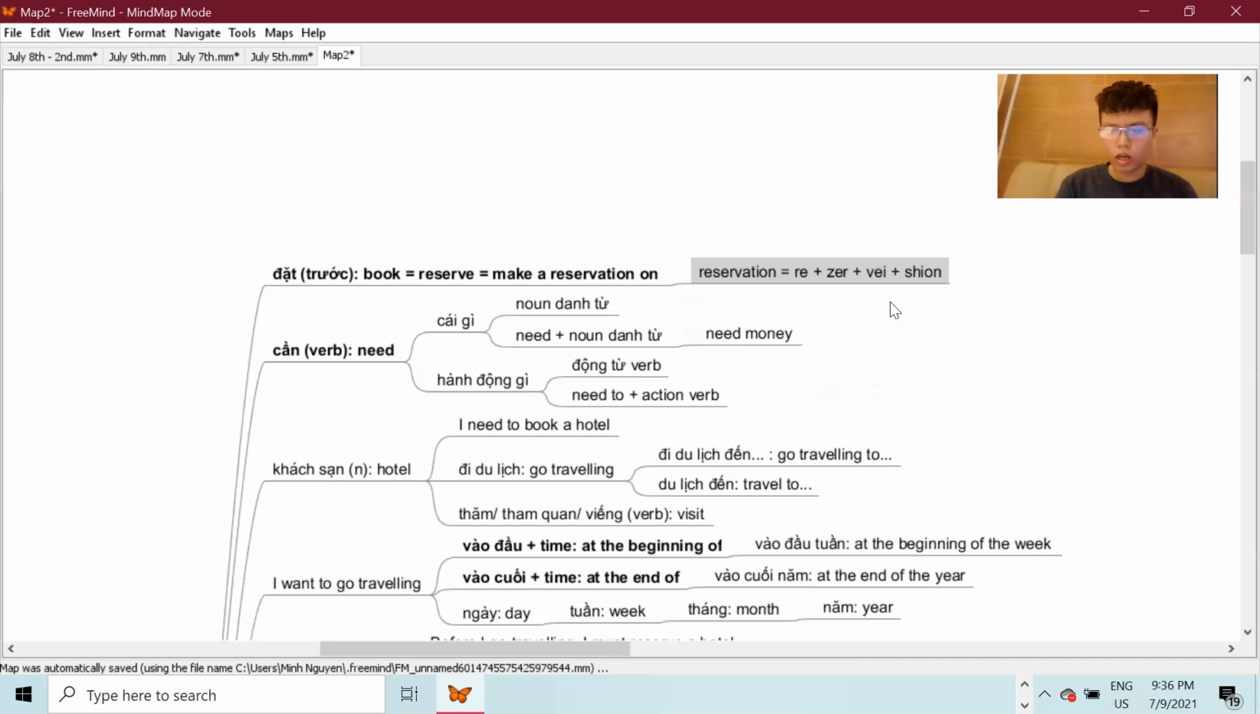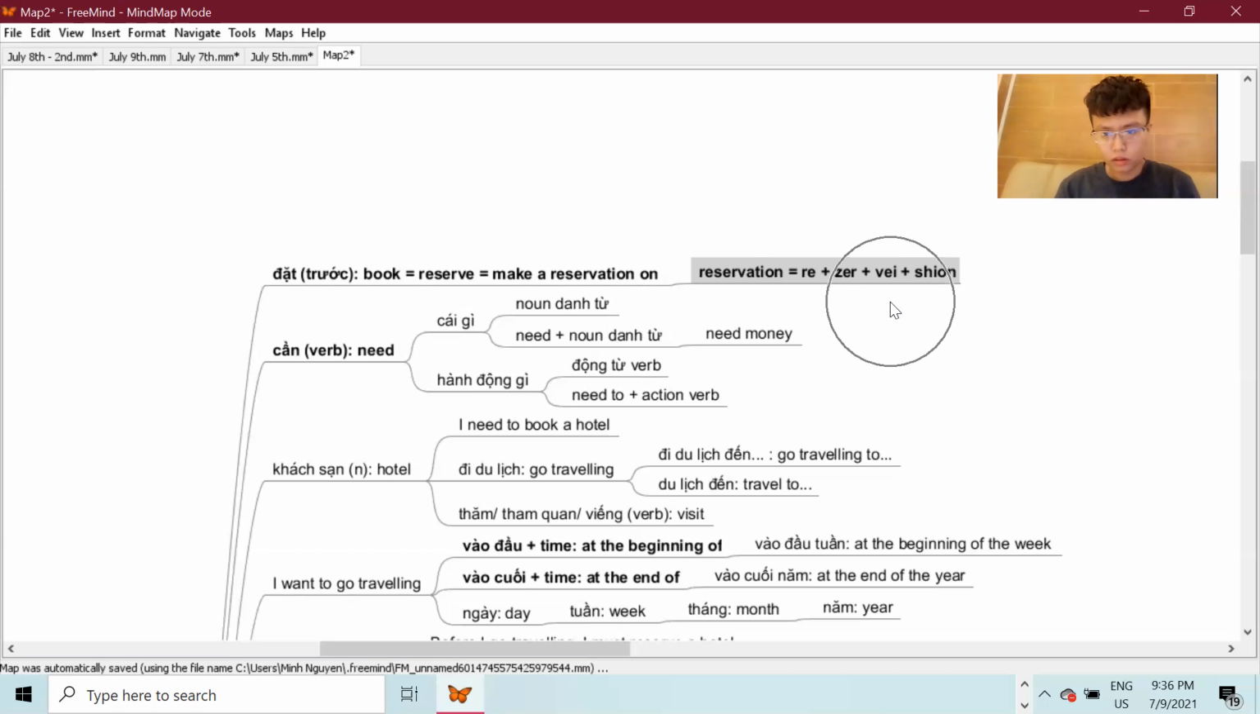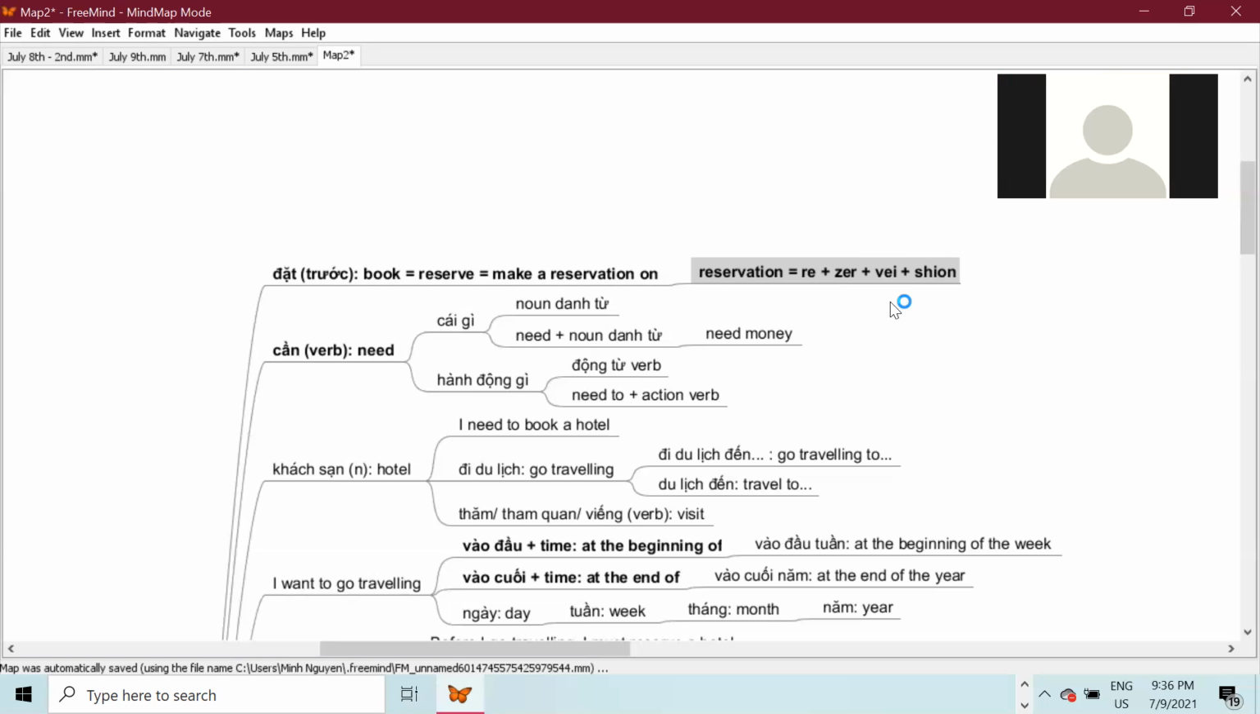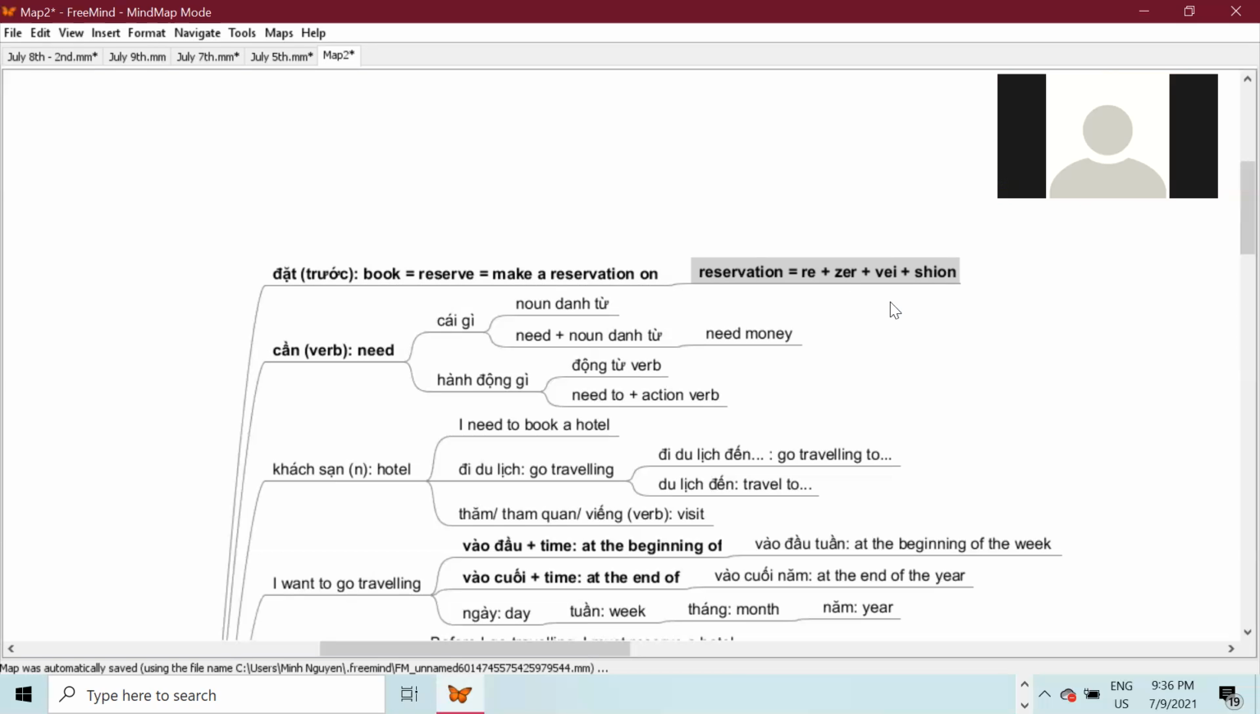Reservation. Okay, so this word, reservation. Yes, make a reservation on. Yes, make a reservation on. Yes, very good.